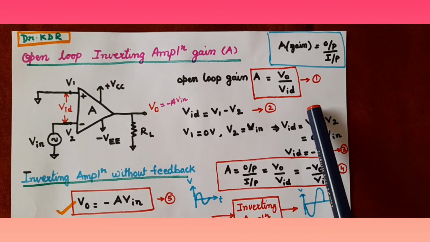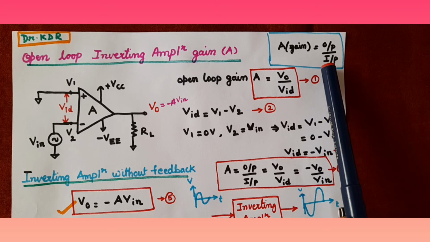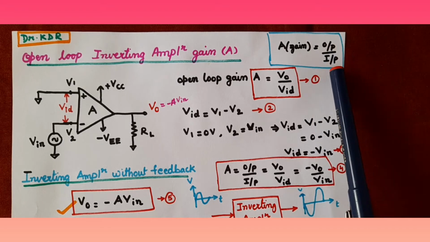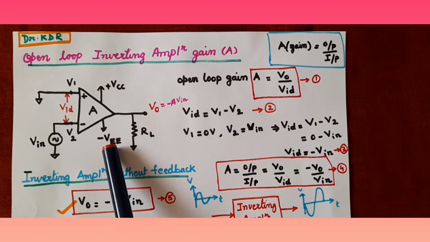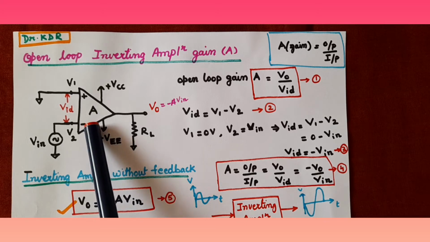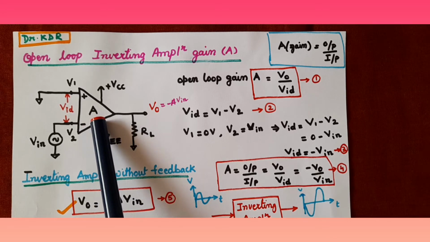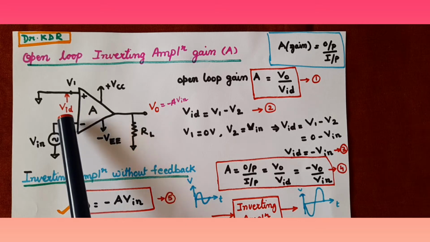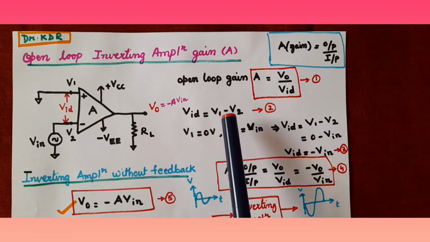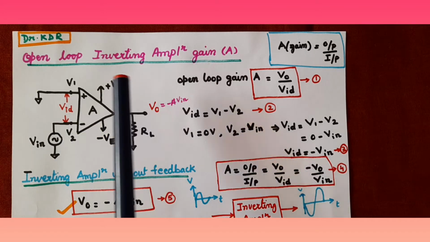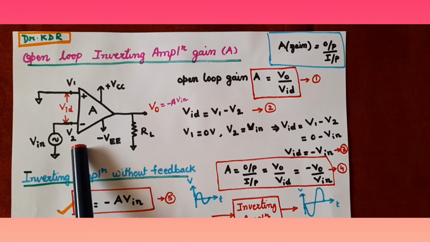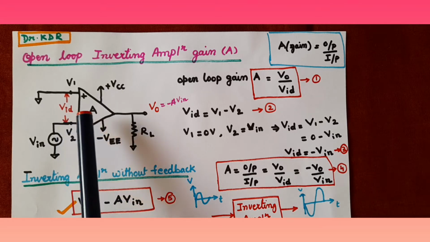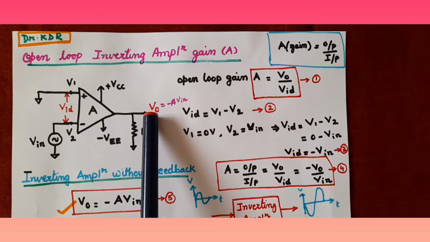So let us come to the derivation part. As you all know, what is gain? Gain is output by input. Open loop gain, if you look at the circuit diagram, what is capital A here? Gain, large signal gain of the op amp. What is the input voltage to this op amp? VID, difference input voltage. VID is equal to V1 minus V2. V1 is the voltage at non-inverting terminal and V2 is the voltage at inverting terminal. The input is VID to the op amp and output voltage is V0.